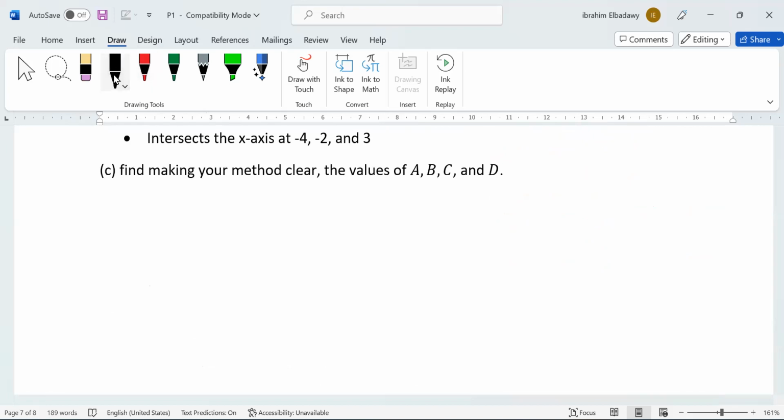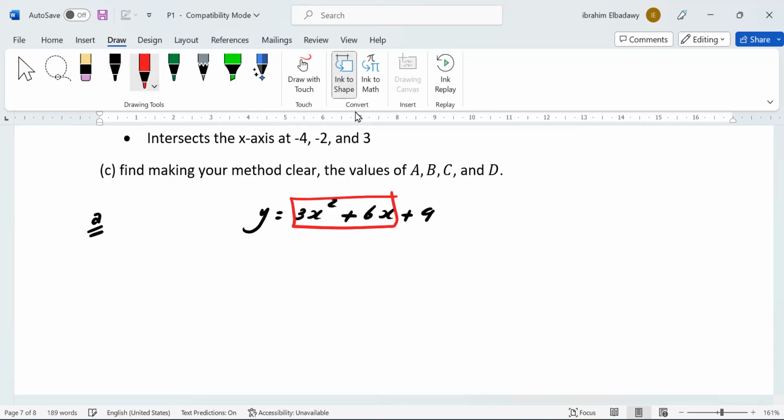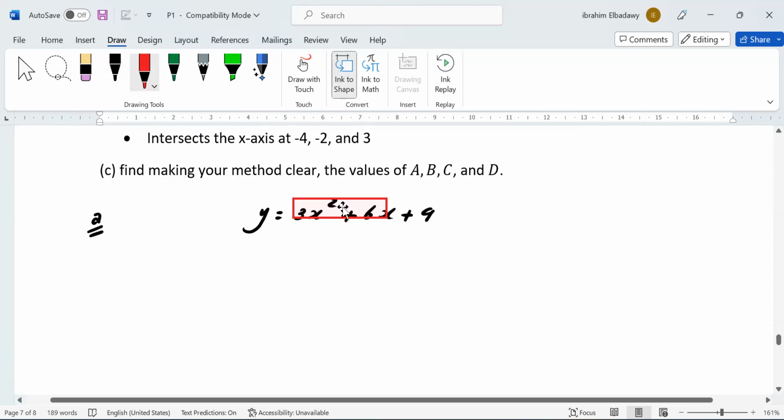Okay, y equal to 3x squared plus 6x plus 9. To write it in the completing the square form, you should use these two terms only, x squared and x, and forget about the constant, forget about 9. You cannot deal with this value, which is 9. Leave it as it is. Okay, so just play with these two terms only, x squared and x.